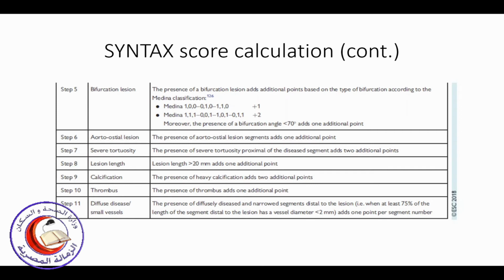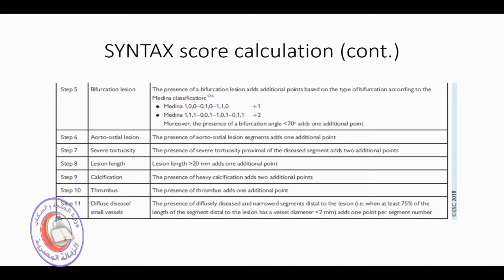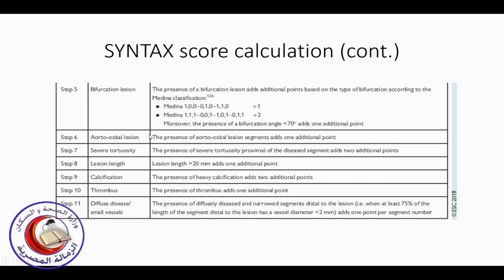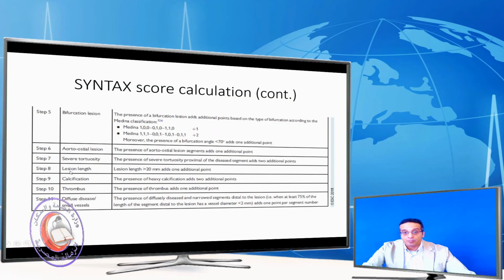If the patient has an aorto-ostial lesion, more common in the right coronary, again, this adds another point. If there is severe tortuosity, or if the lesion length, according to the SCI and the American Heart Association, is more than 20 millimeters, which is a long lesion, then another point can be added. If there is calcium, thrombus, or diffuse disease, again, this is important to take into consideration.